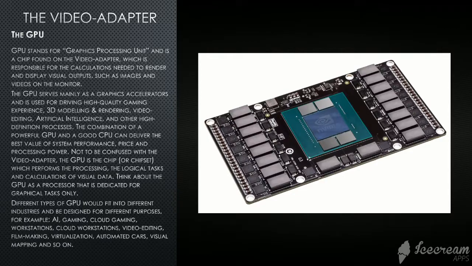The combination of a powerful GPU and a good CPU can deliver the best value of system performance, price, and processing power. Not to be confused with a video adapter, the GPU is the chip or chipset which performs the processing, the logical tasks, and calculations of visual data. Think about the GPU as a processor that is dedicated for graphical tasks only. Different types of GPU would fit into different industries and be designed for different purposes. For example, AI, gaming, cloud gaming, workstations, cloud workstations, video editing, filmmaking, virtualization, automated cars, visual mapping, and so on.